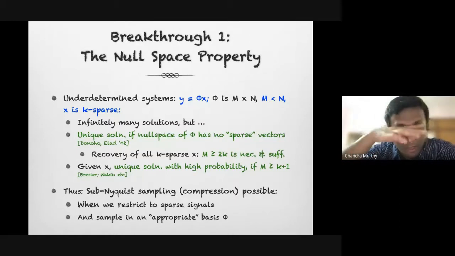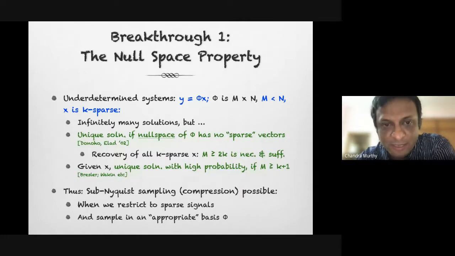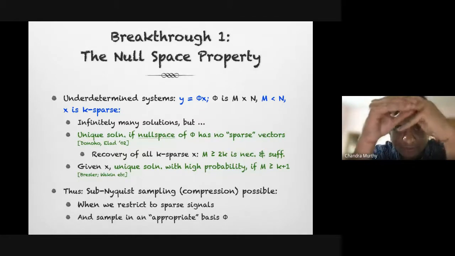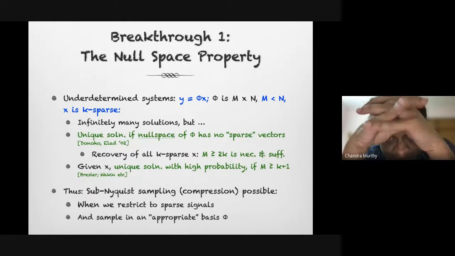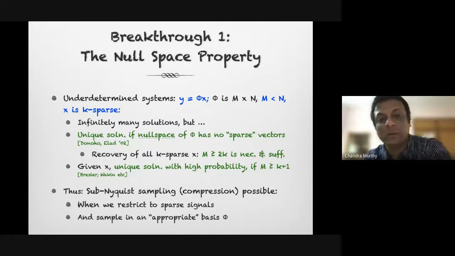Similarly, if you have a vector x, which is say 10 sparse, then you need 10 equations to tell you where the non-zero entries are. But it turns out you need only one more equation. That is, you need a total of only 11 equations to tell you which combination of 10 entries of x are non-zero. So the upshot of all this is that you're able to compress this vector x and still go back to the vector x. You know that there is a unique solution. All you have to do is to figure out how to solve y equal to phi x for the sparsest possible solution. This is possible if we restrict ourselves to sparse signals and we sample in an appropriate basis phi.